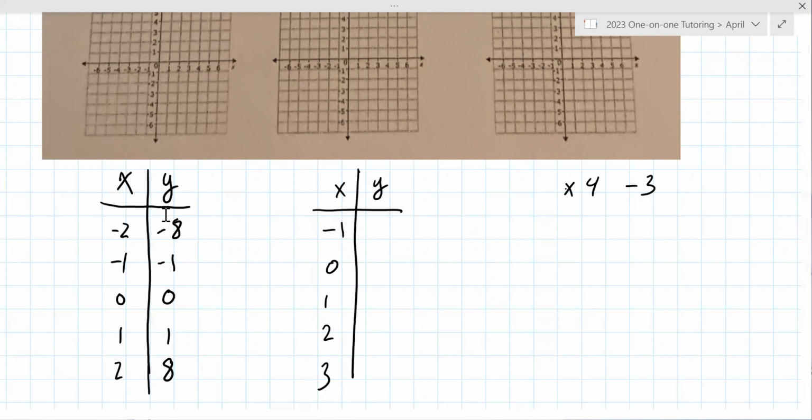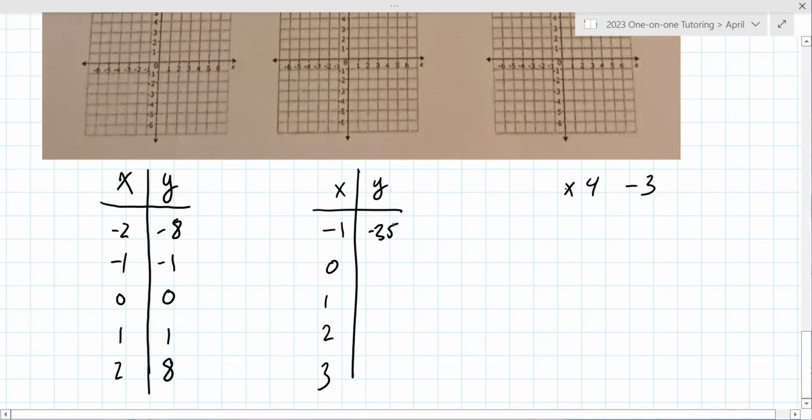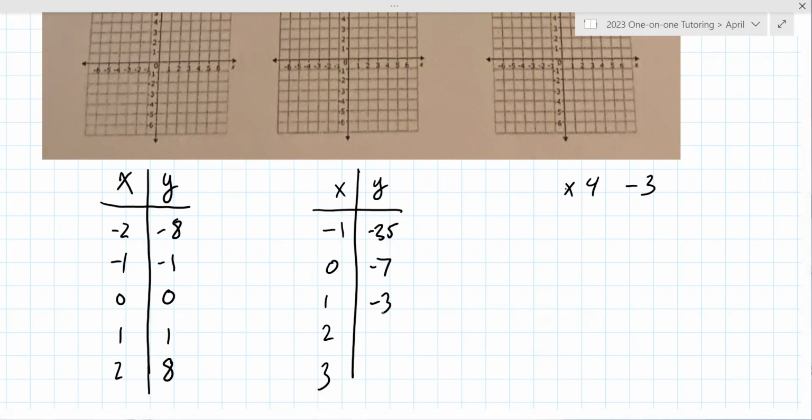If you multiply that by 4, that's negative 32, minus 3, negative 35. That's right. And then for negative 1, that would just be negative 4 minus 3, negative 7. Okay. And then 0 would just be negative 3. Good. And then I'm pretty sure this isn't the effective way to do it, but could I just say positive 7 and positive 35?